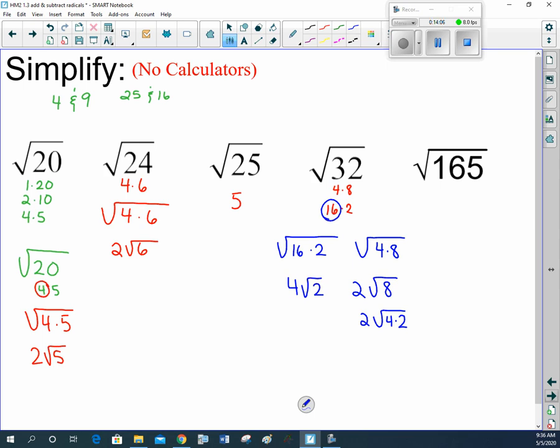So square root of 4 is 2. There's already a 2 there, so you have to multiply it, and you end up with the same answer. It's just less work if you can pick the biggest perfect square factor.